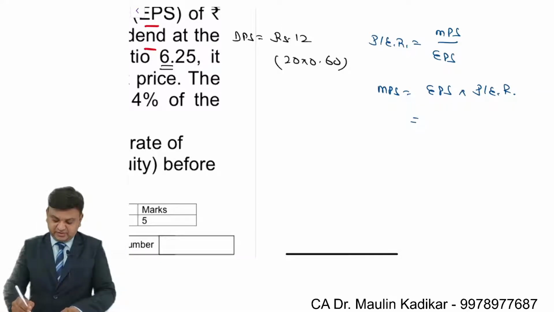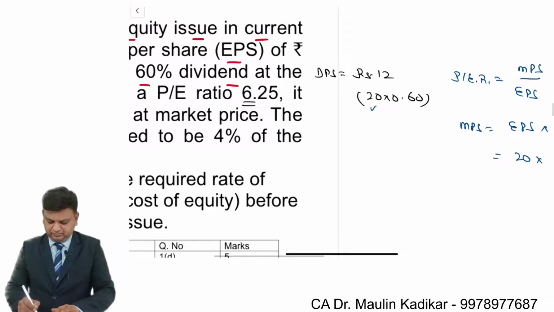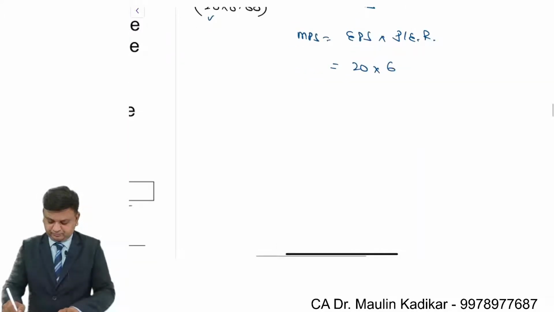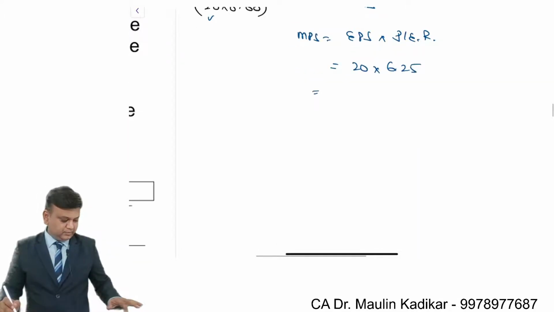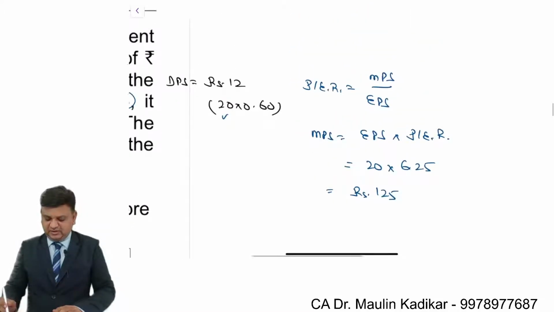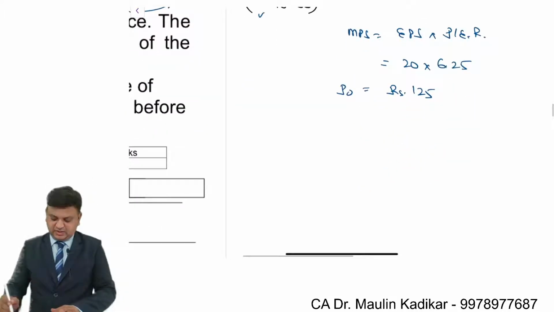What is EPS, friends? EPS is 20. And what is price earning ratio? 6.25. So kindly use your calculator. 20 into 6.25 is 125. Of course, we are going to do all these things in detail, but I am just telling you that this is the way the market price of the share, that is P0, information is provided to us.